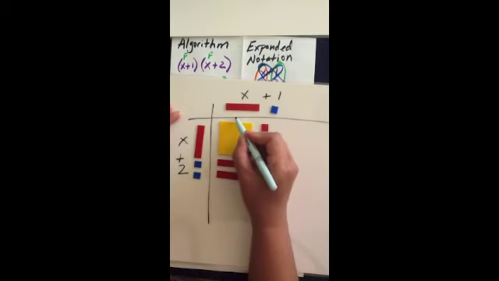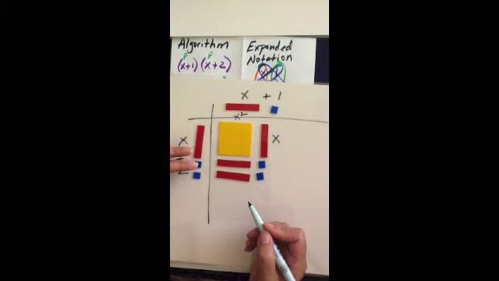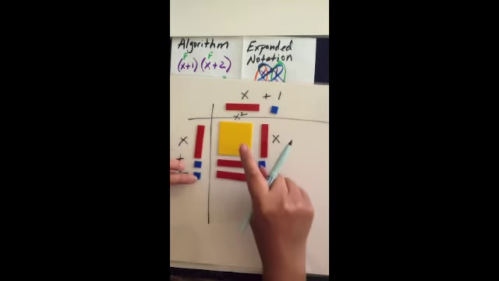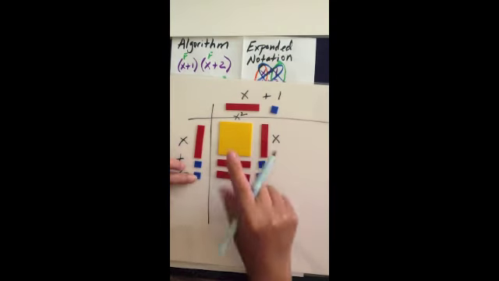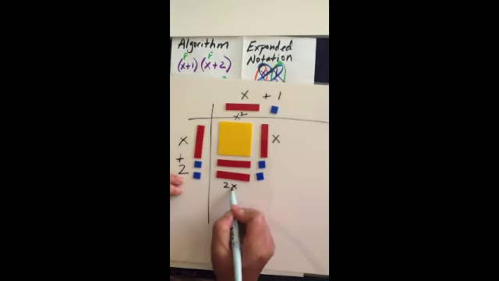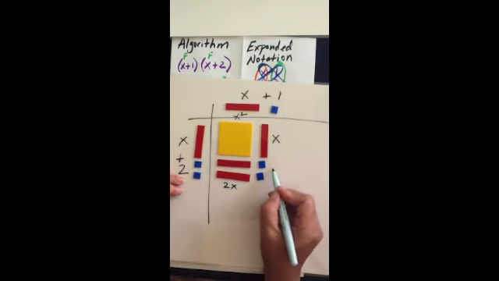X times x gave me an x squared. 1 times x gave me an x. A 1 times this x and a 1 times this x gave me a total of 2x. And right here I get 2.